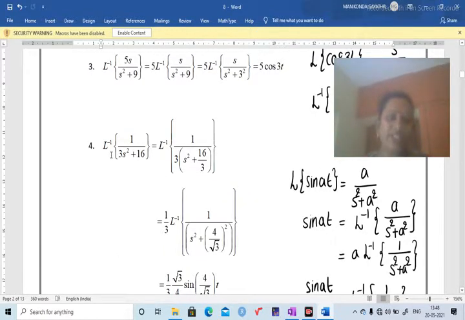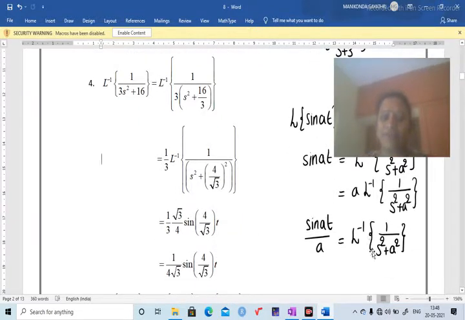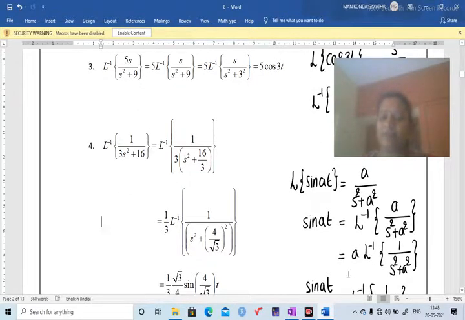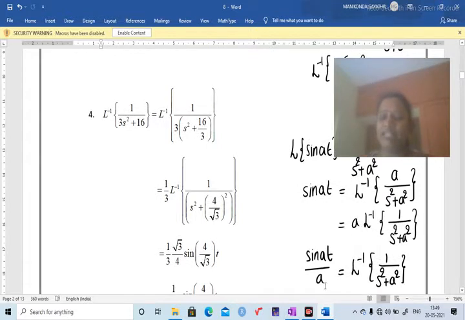Next question is L inverse of 1 by 3 into s square plus 16. Take 3 outside in the denominator, then 3 into s square plus 16 by 3. 16 by 3 can be written as 4 by root 3 whole square. Observe, here the formula L inverse of 1 by s square plus a square is there. L of sin at equals a by s square plus a square. So L goes to this side as L inverse. Take a outside because it is constant. Multiplication becomes division. Therefore, sin at by a equals L inverse of 1 by s square plus a square.